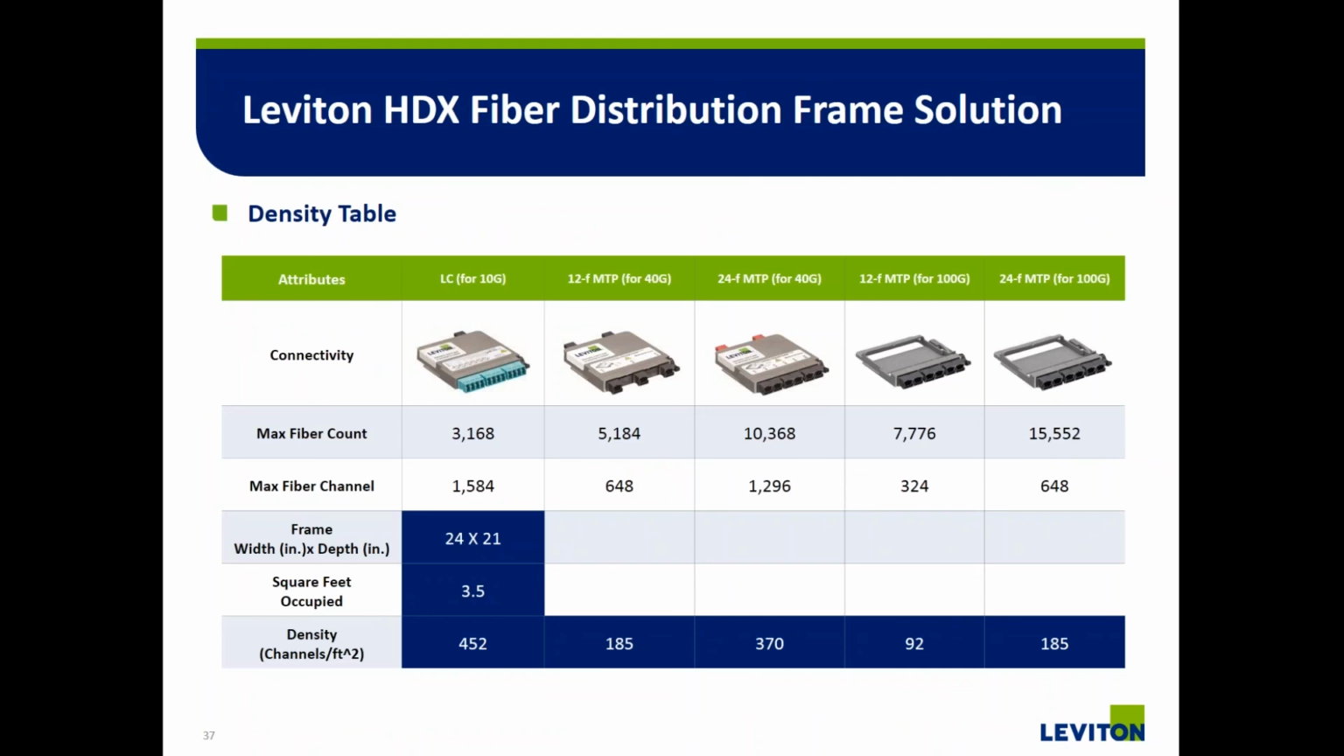The table here shows the migration path and density for each configuration. Starting with 10 gig using MTP to LC cassettes, the max fiber density again is 3,168 fibers, or 1,584 10 gig channels. With the small physical footprint, the density per square feet equates to 452 10 gig channels per square feet. That's the highest density per square feet for an open frame. As you read from left to right, you can see what the density per square feet are for 40 and 100 gig if you go in with a 12 or 24 fiber MTP connectivity.